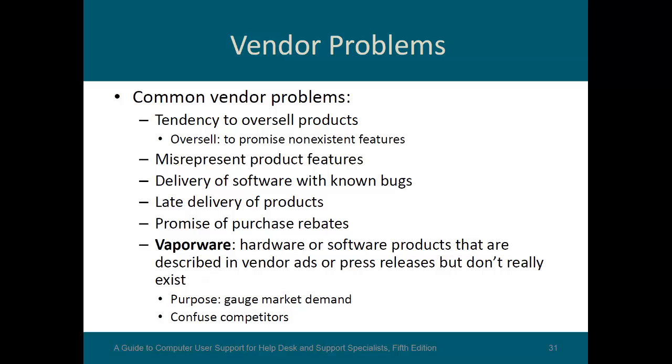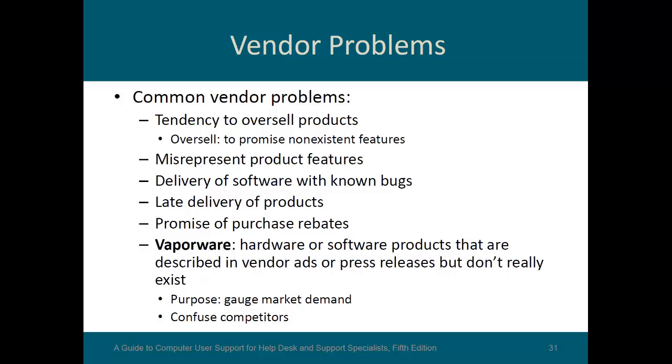Common vendor problems would be a tendency to oversell the product. Salespeople tend to do that a lot. They'll say it can do things it can't do or can't do well, such as misrepresent product features, the delivery of software with known bugs. Of course, Microsoft will do that all the time with software. Late delivery of products, promise of purchase rebates, vaporware, hardware or software products that are described in vendor ads but never really got created or released.